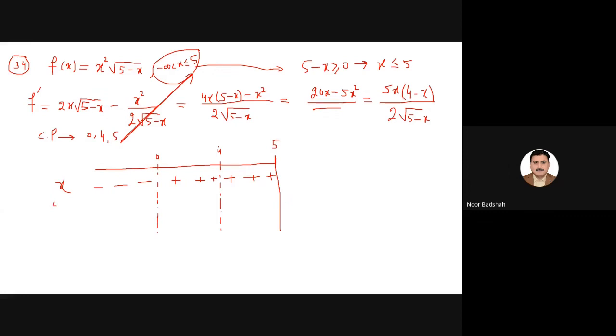For 4 minus x, it is positive to the left while negative to the right. We take the product of this. Negative, negative, negative, positive, positive, and then negative. Okay, so you see it is decreasing here, increasing here, increasing here, decreasing here, and decreasing here.